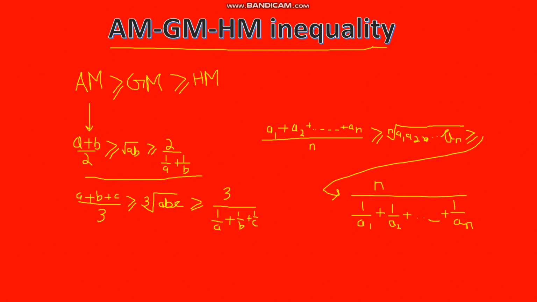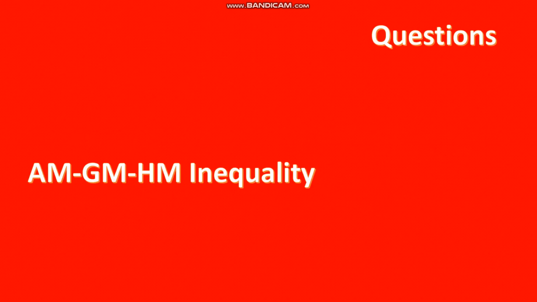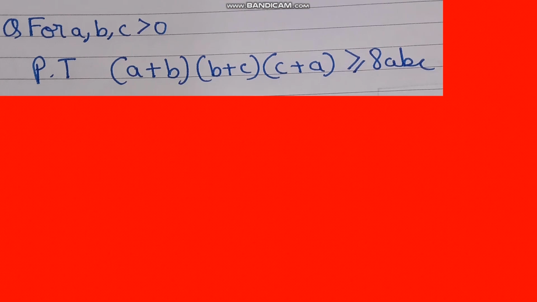With this, moving to the next slide. This was our plan today, from which AM-GM inequality is done. Questions are remaining. This is our first question. It says for A, B, C greater than 0, which is a condition for everything. For AM-GM, one thing we need to tell: the AM-GM inequality applies only for positive numbers. We have to prove this statement.